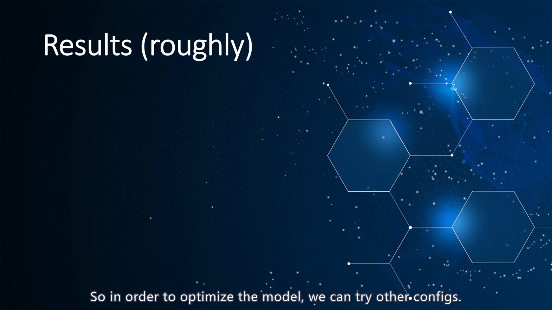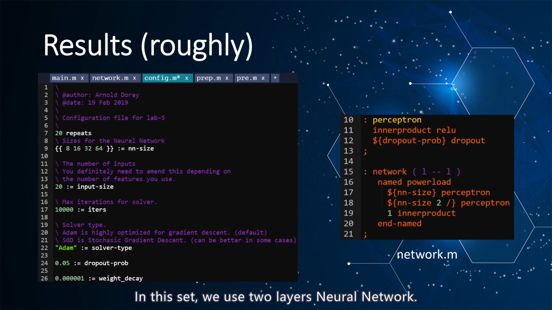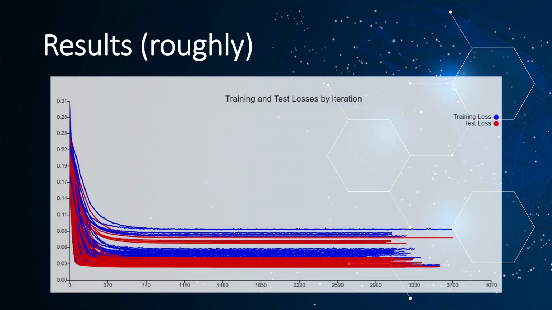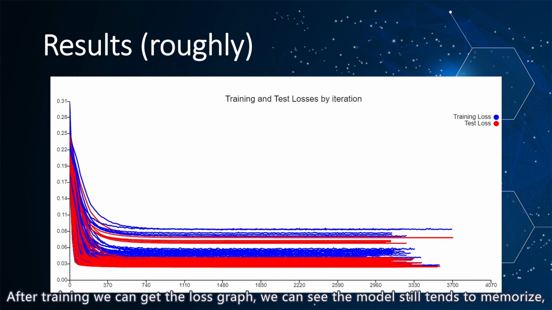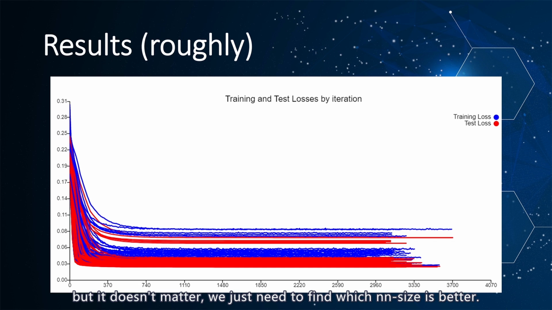In order to optimize the model, we can check other configs. In this set, we use 2 layer neural networks. In the training set, we use more NN sets and more repeats. We use the same input set and the maximum iterations. After training, we can get a loss graph. We can see the model still tends to memorize, but it doesn't matter. We just need to find which N set is better.